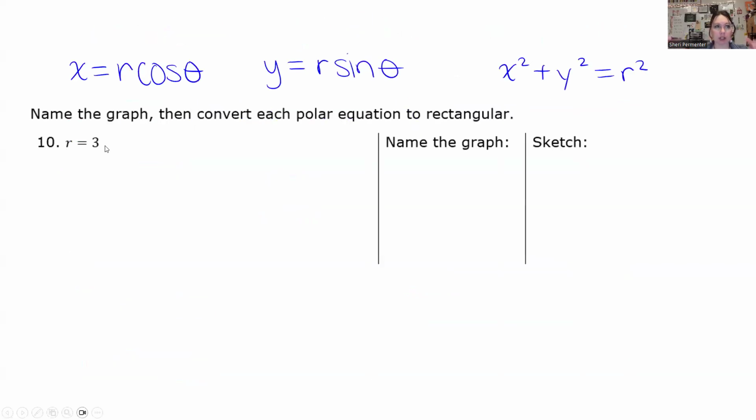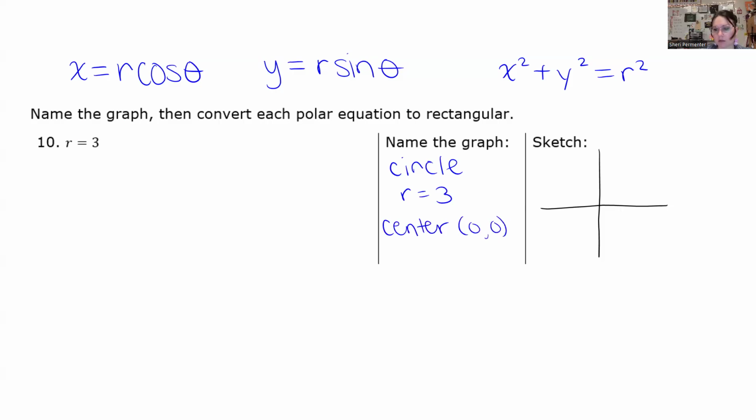So this is an r equals equation. That means it's polar, and we want to go to rectangular. So for this one, what is this equation? What does r equals 3 create? The graph of a circle. What's the center? And what's the radius? Yep. Circle, radius equals 3. Center is the origin. Very good.